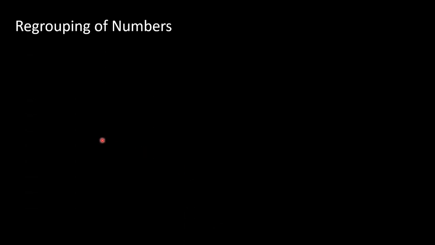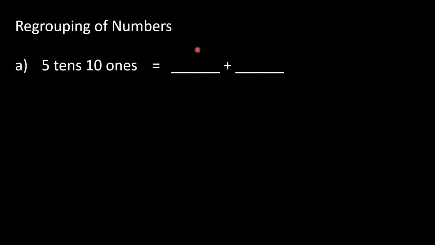The next is 5 tens, 10 ones. And we know that 10 ones means 1 ten. So here the answer is 6 tens. We added this 1 to the 5, so 6 tens and 0 ones. Okay, so we'll write 0 ones here and 6 tens here.